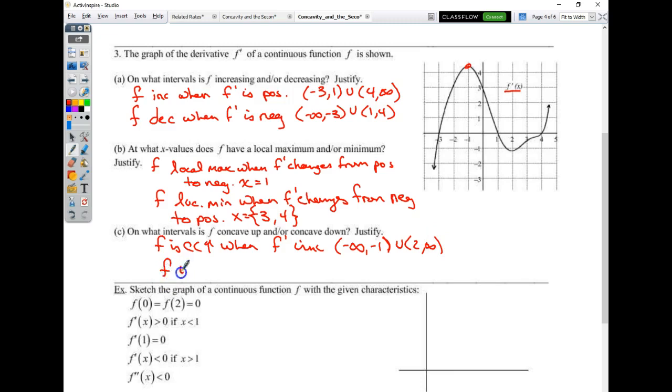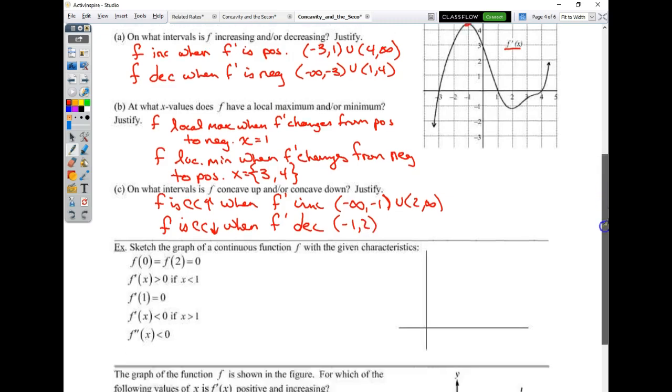We're also looking for where f is concave down. So this time again we're going to defend with when f prime decreases. And that is the intermediate section of negative 1 to 2.